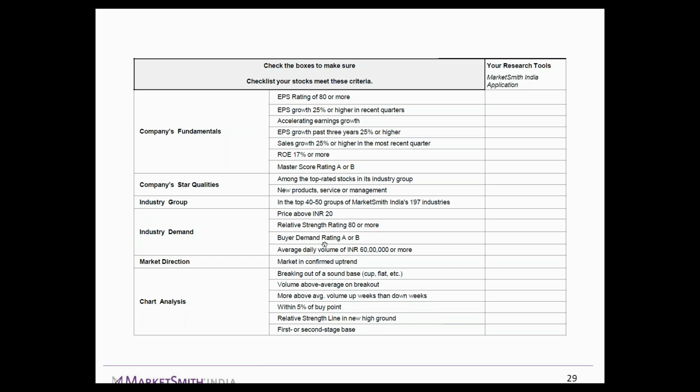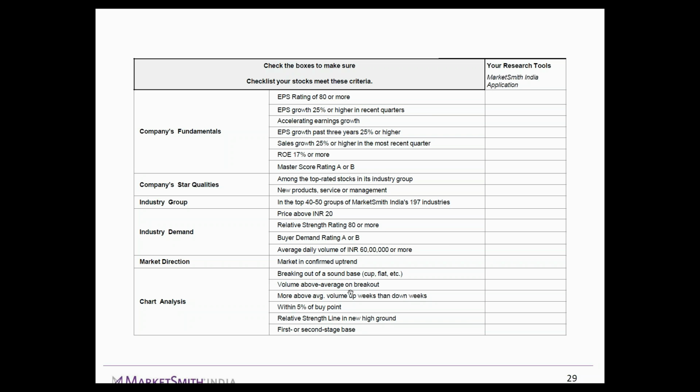The other thing we have to keep track of is the relative strength rating, the buyer demand rating, and average price volume. So always avoid taking positions in stocks which have low market cap and low liquidity. At MarketSmith India, we follow a liquidity criteria of 60 lakhs and market cap of 600 crores.